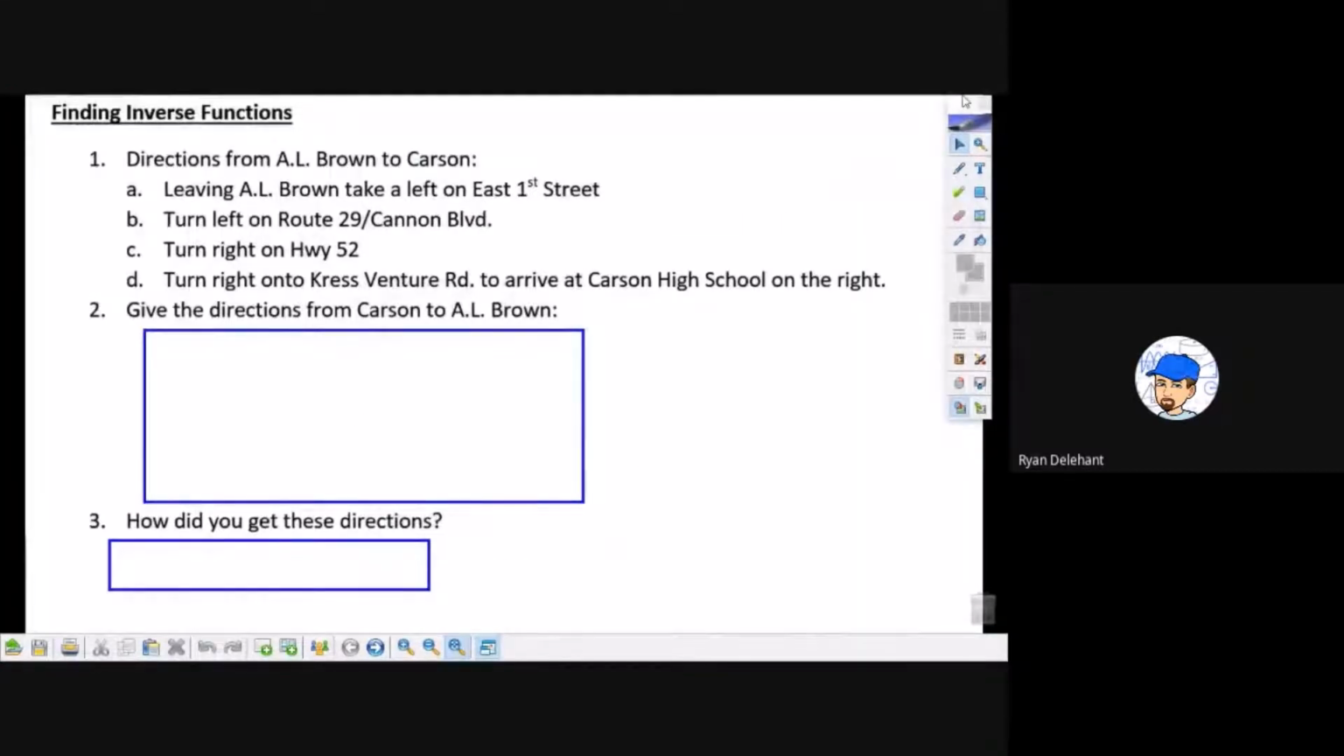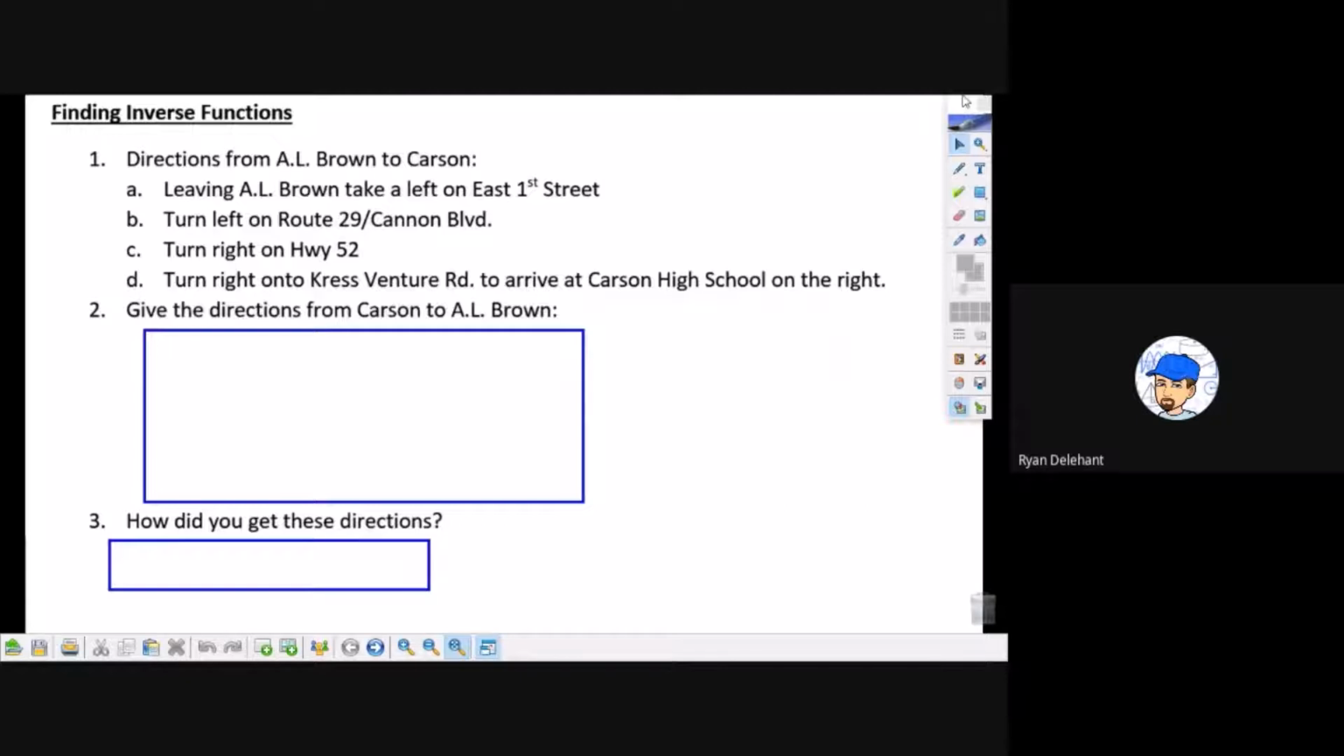So finding an inverse. So we're going to literally start this like directions. So directions from A.L. Brown to Carson. Everybody know what Carson is? School down the road, right? And now these directions may not be right now because they've redone all the roads from here to there, but they were when we made this.